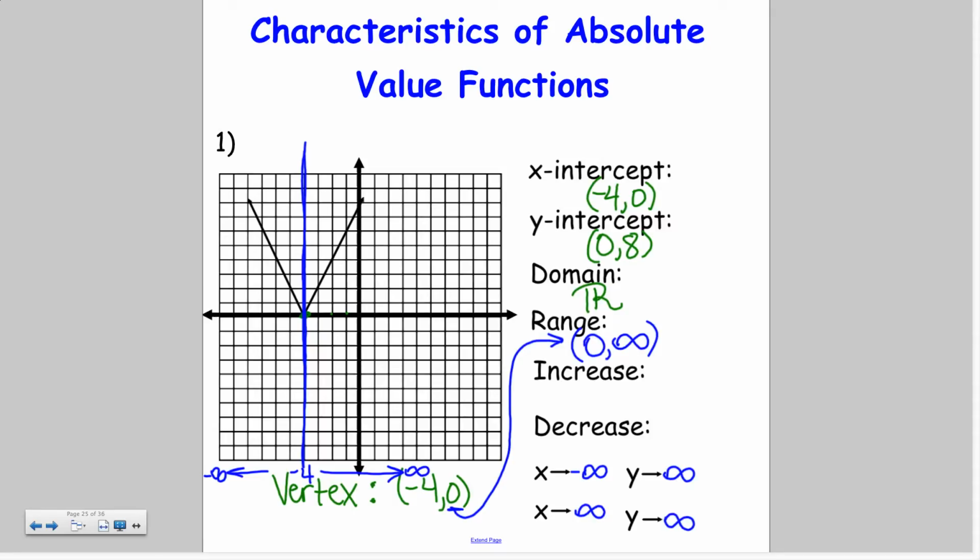All right, so if we look at our graph from negative infinity to negative 4, is our graph going up or is it going down? We read it left to right, and it is going down. So we are decreasing from negative infinity to negative 4. All right, and then if we read it from negative 4 to infinity, going left to right, our graph is going up. So we are increasing from negative 4 to infinity. And you're going to have one of each anytime you have an absolute value function. Okay?